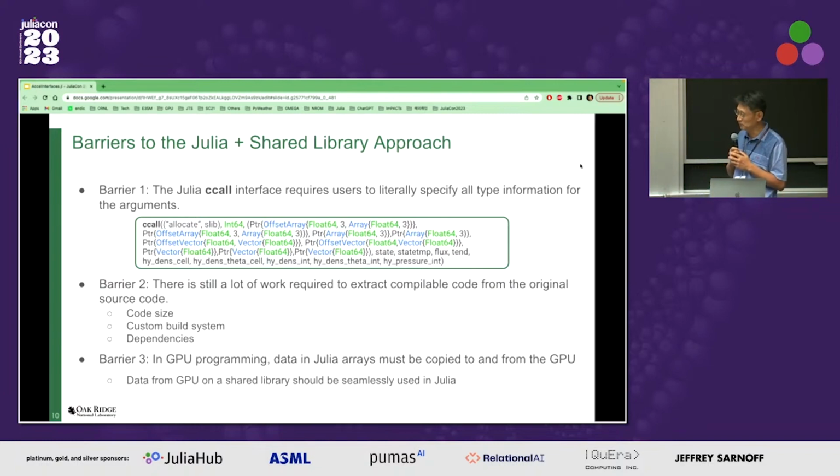Another barrier is that, because we are interested in GPU programming, we need to show users how to share the data in GPU memory with the data in the Julia arrays, connected through shared memory. So these are, I think, the main barriers to this approach.